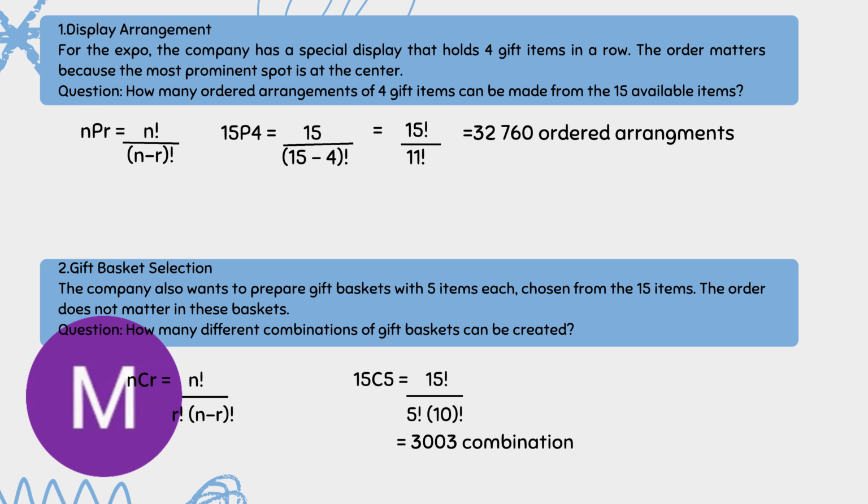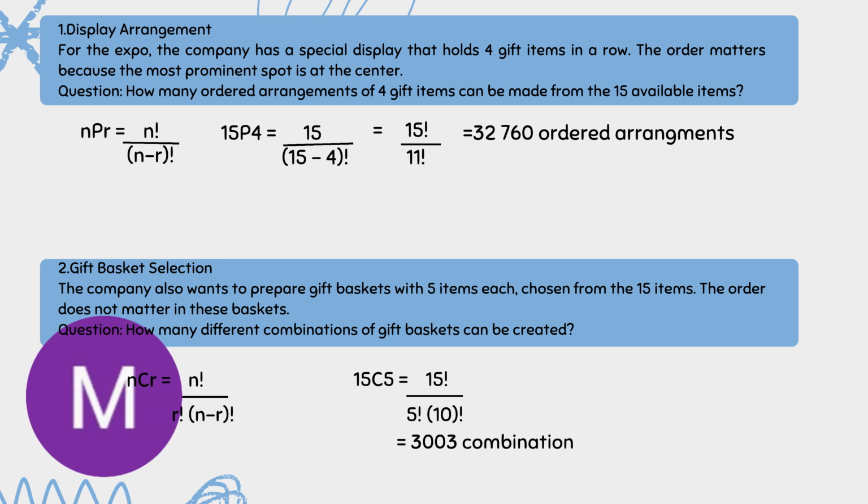First question, display arrangement. For the expo, the company has a special display that holds 4 gift items in a row. The order matters because the most prominent spot is at the center. The question: how many ordered arrangements of 4 gift items can be made from the 15 available items?